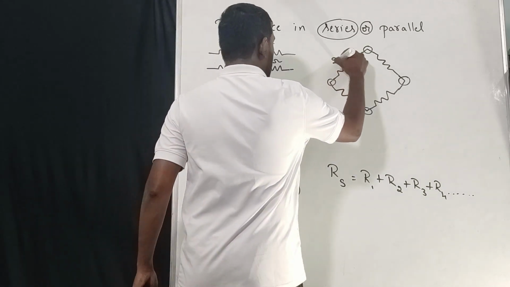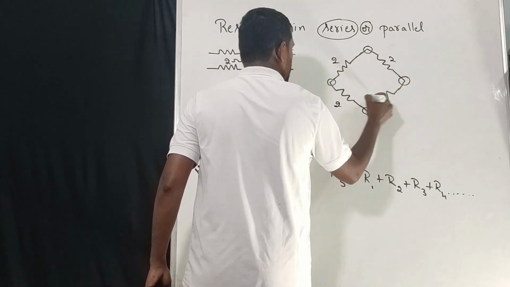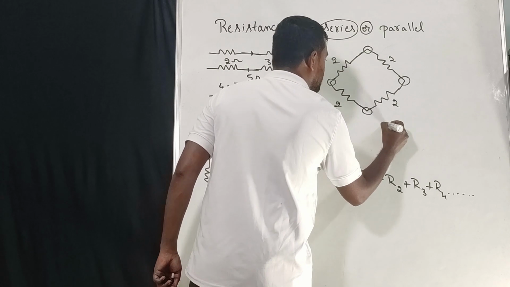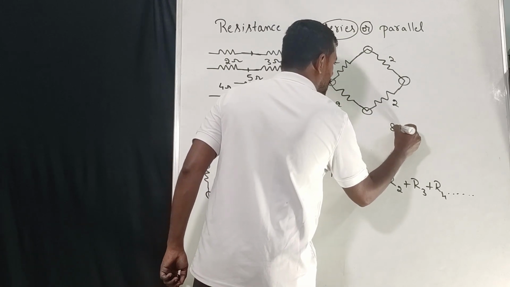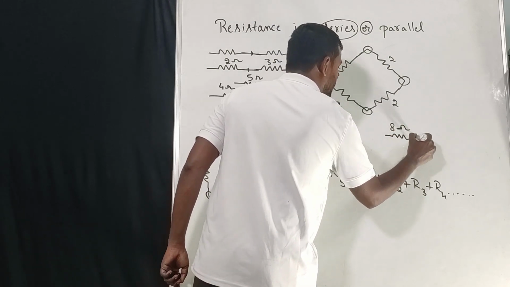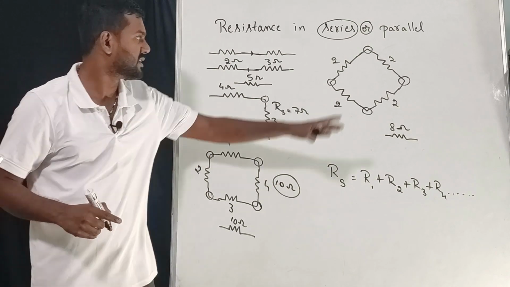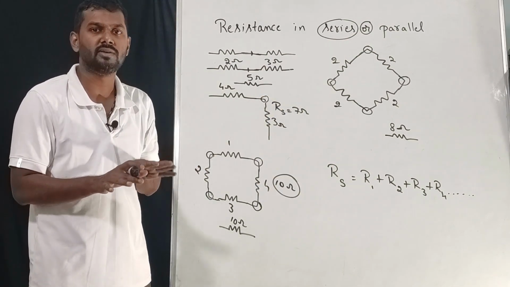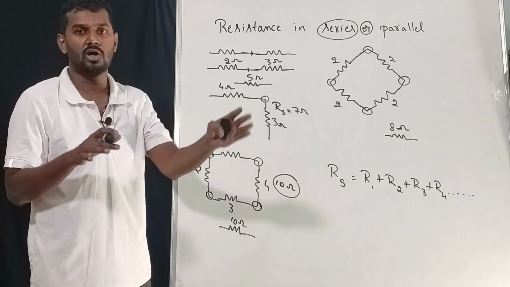Again, 2, 2, 2, 2. Assume all the values of resistance are 2. Then the answer will be 8 ohm. And 8 ohm will be the value of only one resistance after solving all these things. So this is how you identify series connection and solve them.